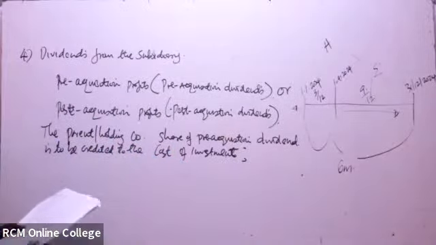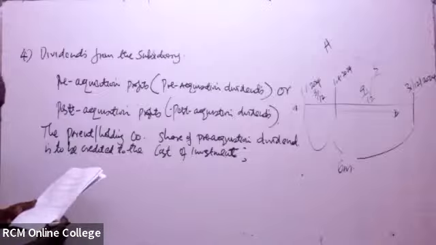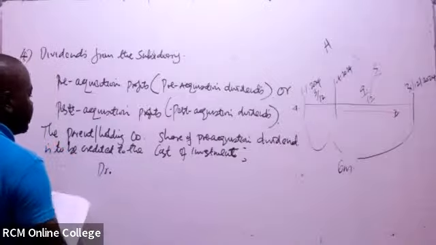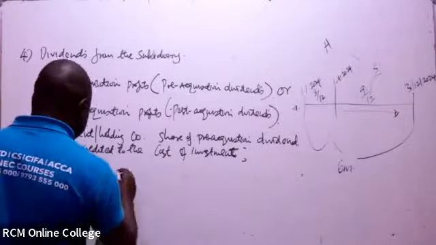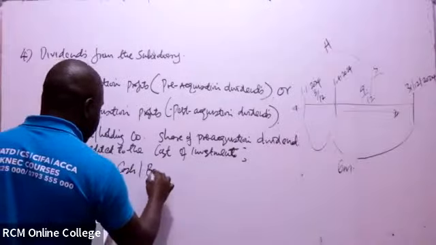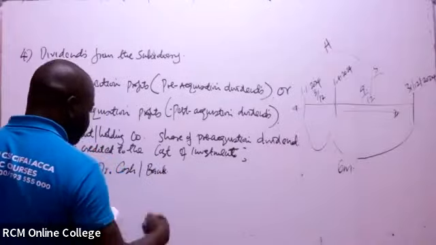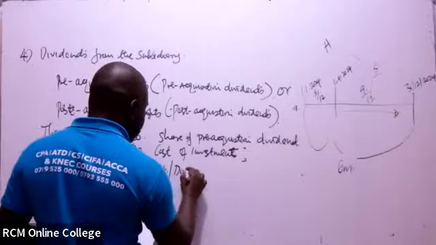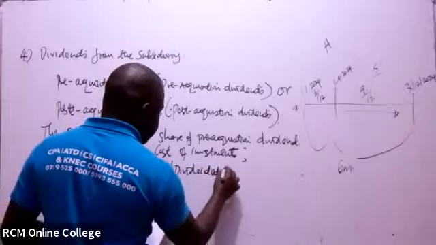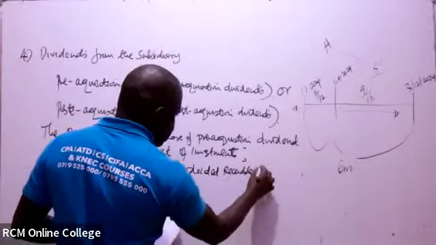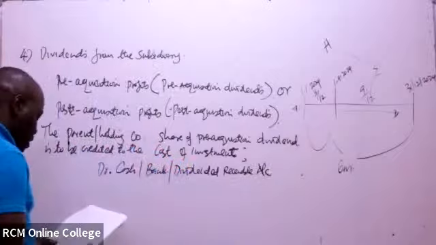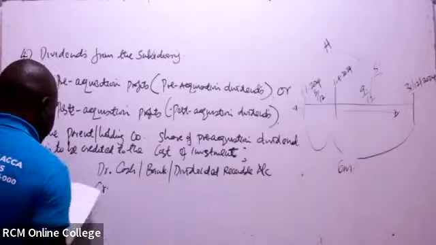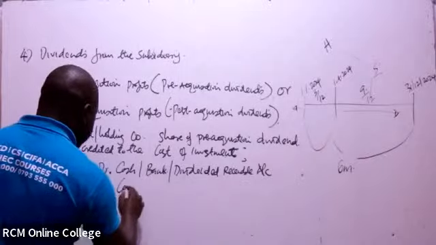So you put a semicolon. This simply means this is what will happen. When the holding company receives, they will debit cash or bank, that is, it has already been paid. If it is yet to be paid, they will debit the dividend receivable account. Then they credit the cost of investment.